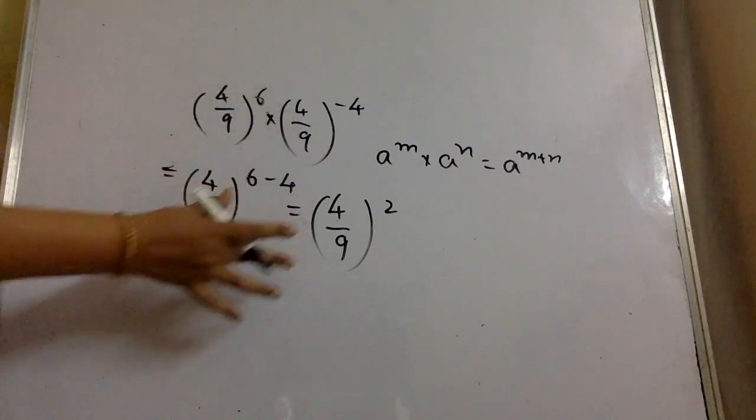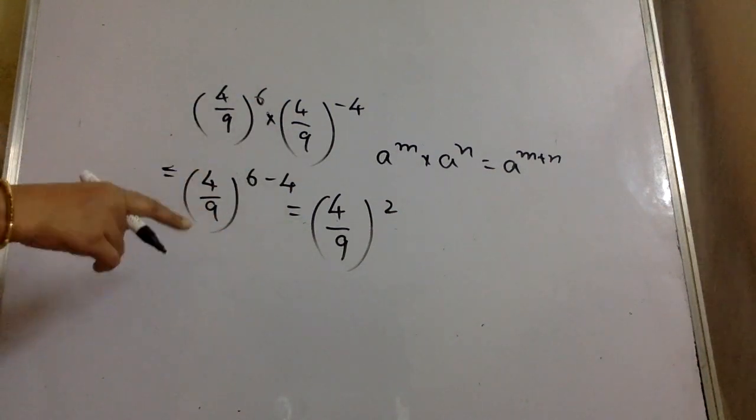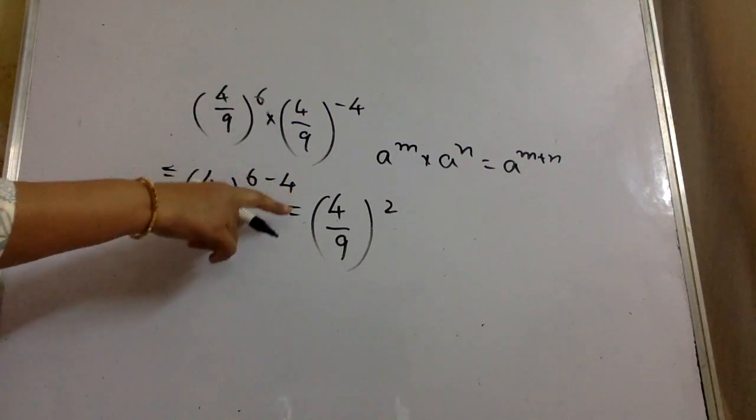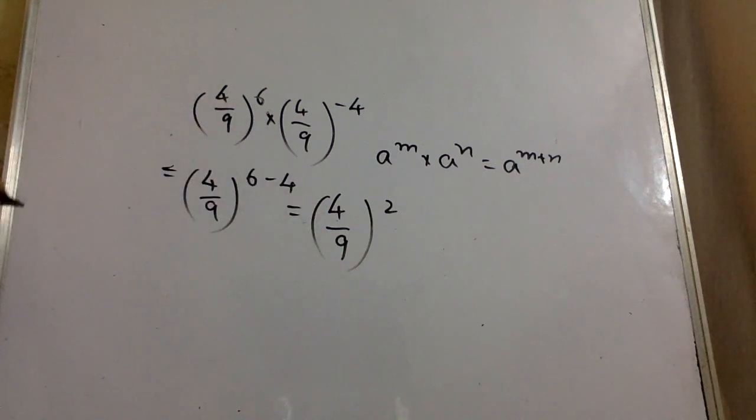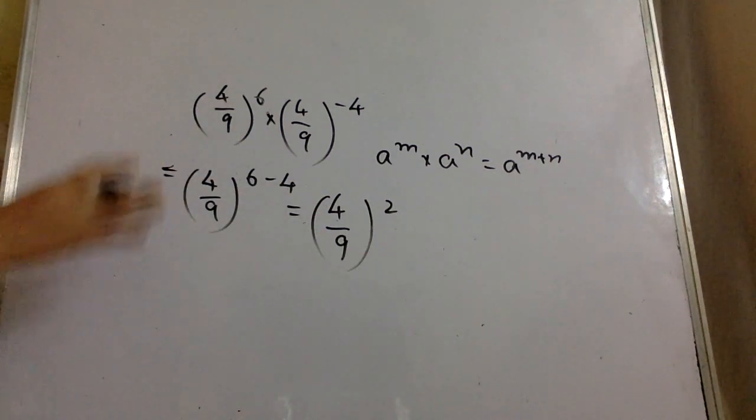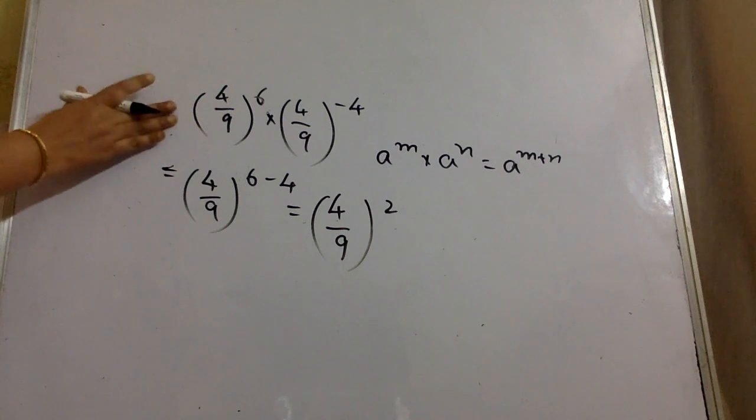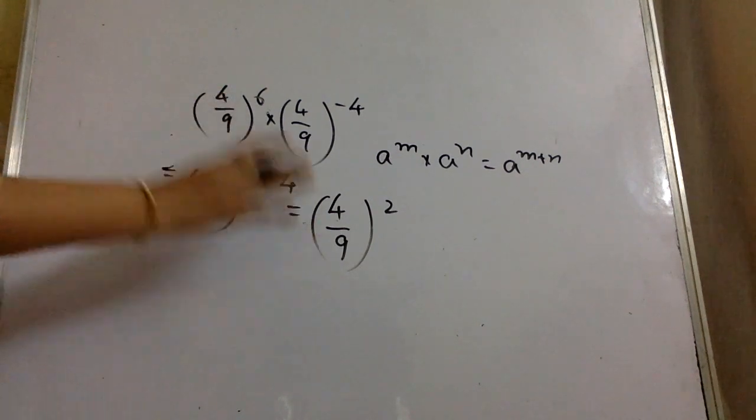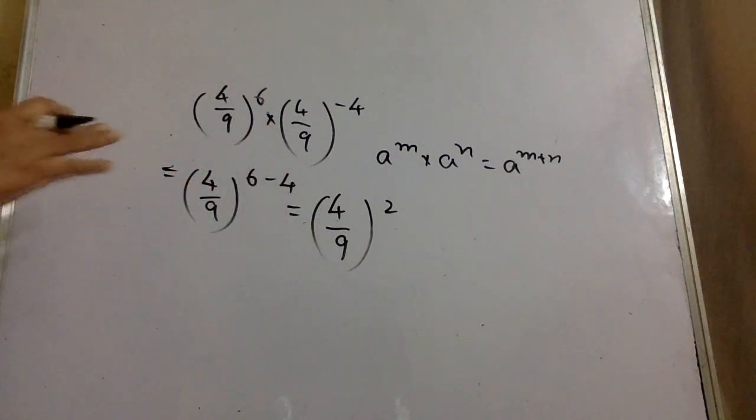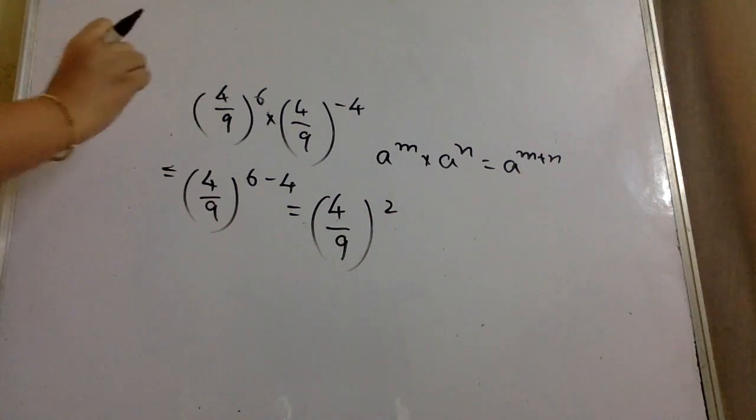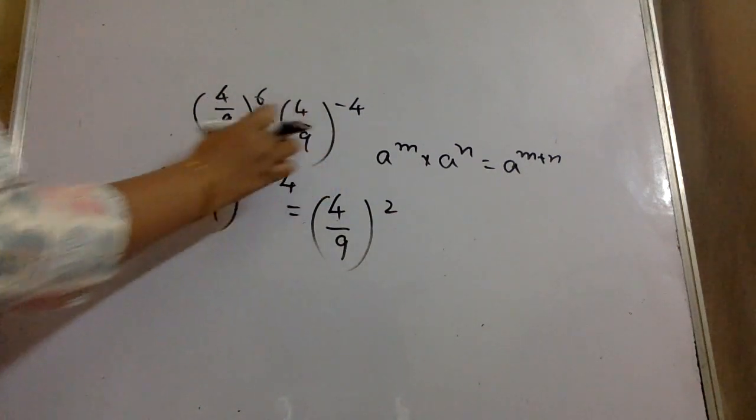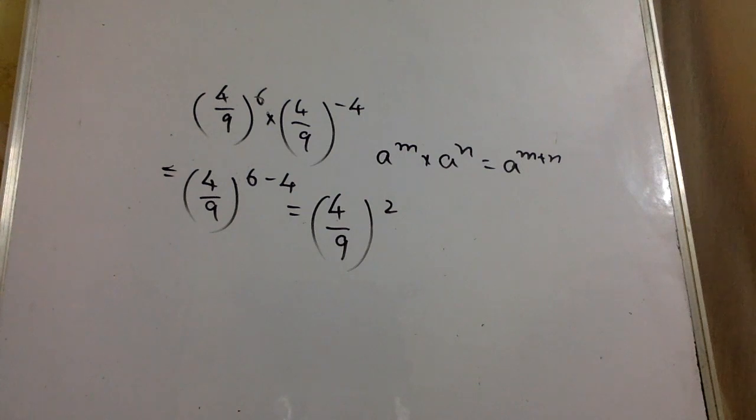Now this is in the exponential form, of course. If they want it in the rational form, then you will have to make it 16 by 81. But here they have not asked for it. They have only asked you to get the value of this in exponential form. So we used the rule and did it. Please don't write this 6 times and write this 4 times and do all that. That is not what they are asking you to do.